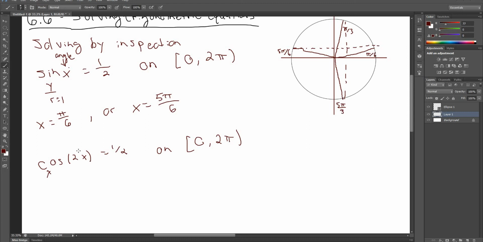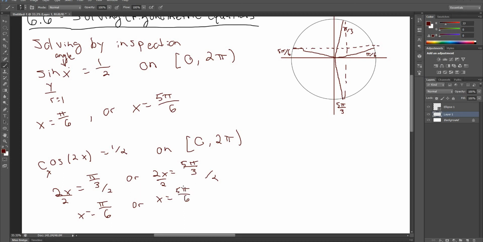Okay. So you're saying, but what about the 2x? Well, the 2x we just bring down and say 2x is equal to pi over 3, or 2x is equal to 5 pi over 3. And then from here, we would just divide by 2. So we get x is equal to pi over 6, or x is equal to 5 pi over 6.